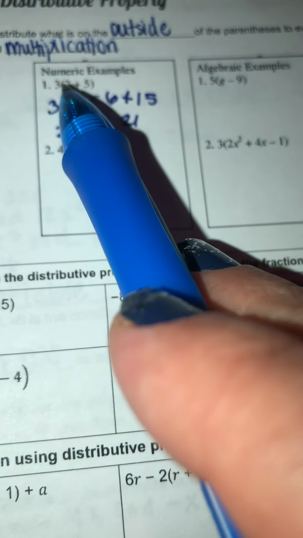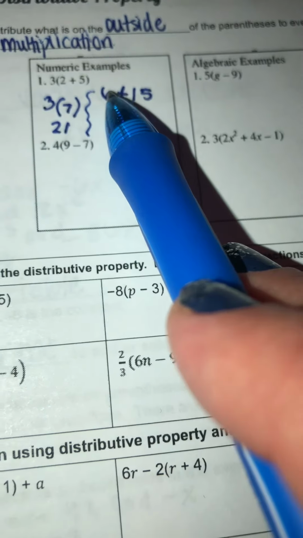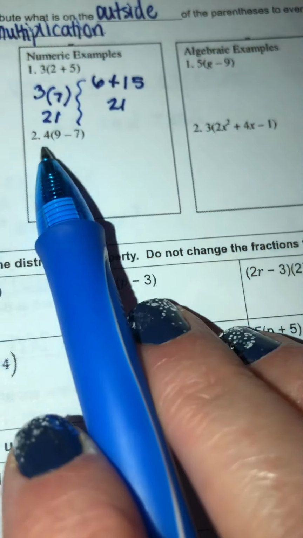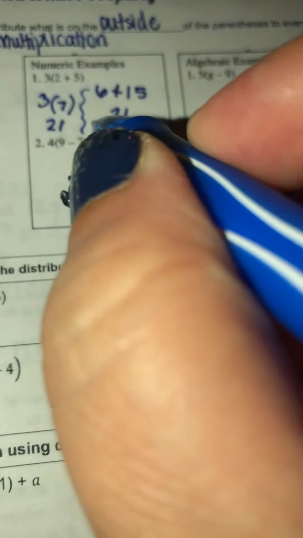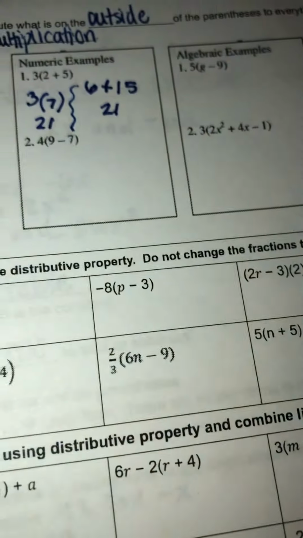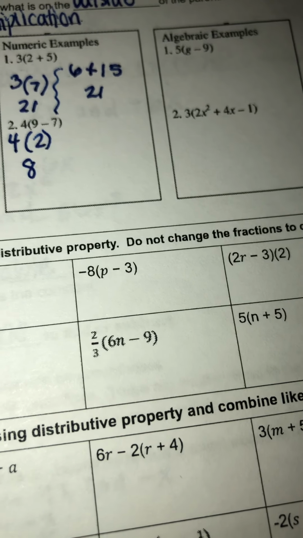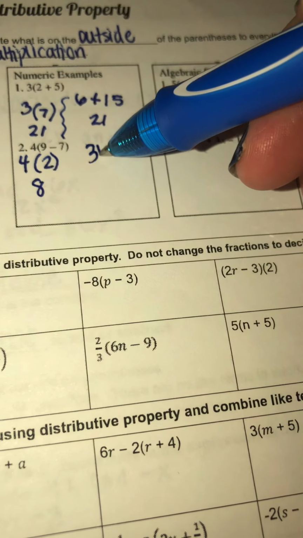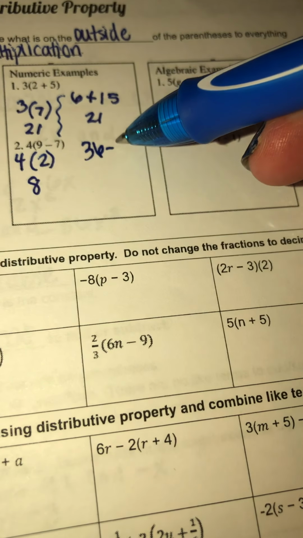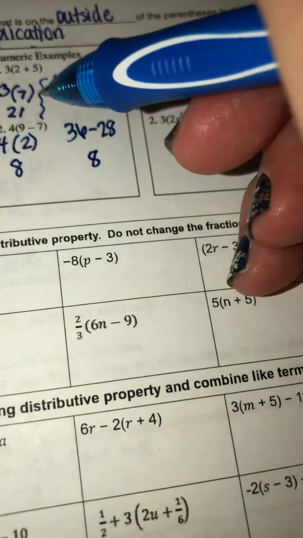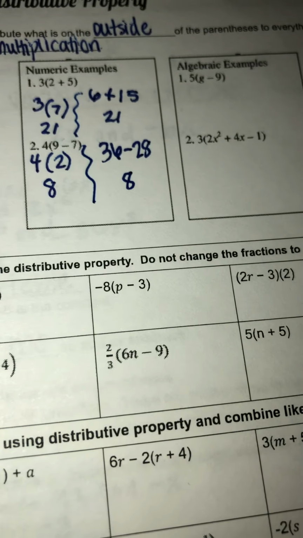One way is using the order of operations, with doing the parentheses first. The other way is distributing first and then adding those two products together. Same thing if it was subtracting inside. So if I had 9 minus 7 inside, normally I would take that 9 and I would subtract 7 from it to get 2. And then I would multiply that 2 times 4 and get 8. If I take this 4, which is the number on the outside, and multiply it by what's on the inside of the parentheses, 9, that's 36. And then 4 times a negative 7 is a negative 28. And 36 minus 28 is also 8. So again, either way you look at it, it's going to give you the same result.